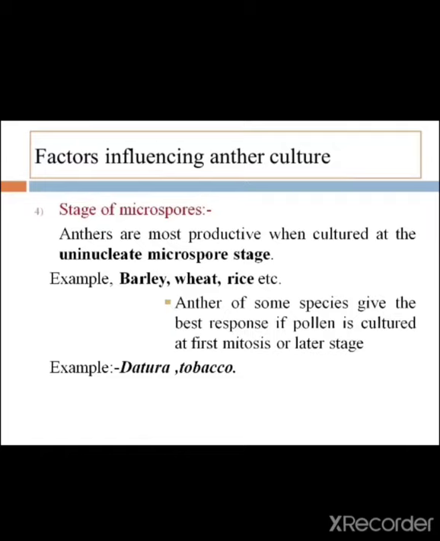Other factors like stage of microspores: anthers are most productive when cultured at the uninucleate microspore stage, for example barley, wheat, rice. Anthers of some species give the best response if pollen is cultured at first mitosis or later stage, for example Datura and tobacco.